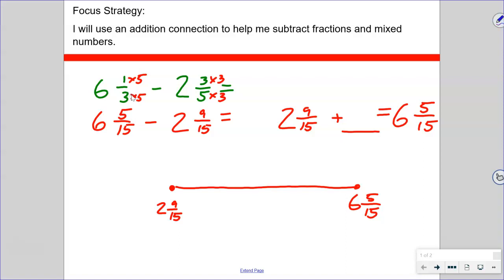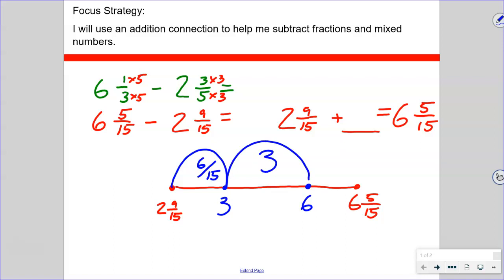In this situation, what a lot of people like to do is get themselves to the closest whole number first. So we want to get ourselves to 3. In order to do that, we have to ask ourselves how much 9/15 needs to become another whole. We would add 6/15, and that would get us to 3. Now that we're at 3, we're going to get ourselves to 6. So that means that we would add 3 wholes. And then for our final step, from 6 to 6 and 5/15, we would have to add 5 more 15ths.